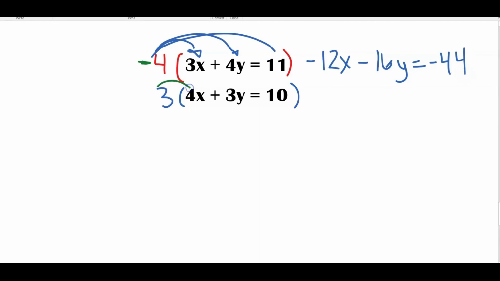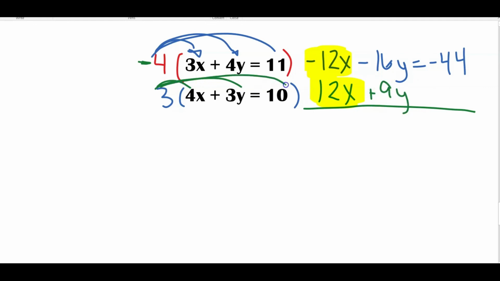Then I'll do the same thing with this 3. I'll multiply it by everything in that equation, and that gives me that positive 12x. That's what I was trying to get: two things that are opposites. I've got a negative 12x, and now I've got a positive 12x. Then I'll distribute that out, and you'll notice I now have two entirely new equations. But I have created opposites, and these are the two equations that I will now combine to get something to eliminate.